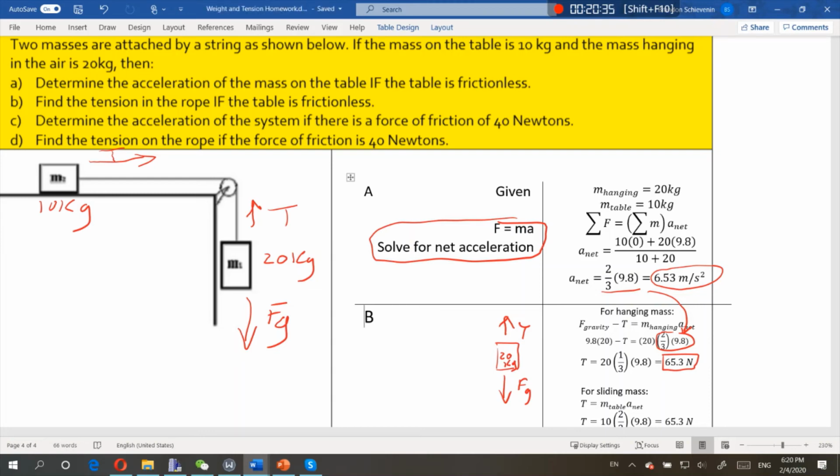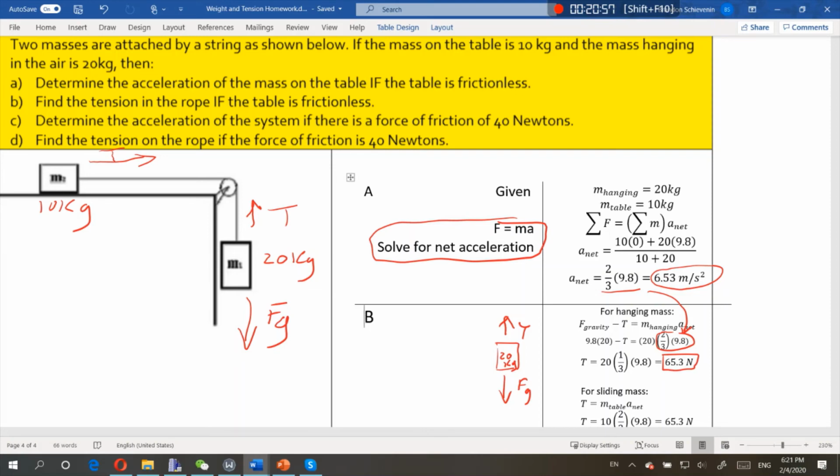So whatever the acceleration of mass 1 is going to be the same as mass 2, because we are considering the pulley to be massless, and we're not considering rotational inertia for those of you who are in physics. If you don't know what that means, don't worry about it. It just means that the acceleration of both of these blocks will be the same.